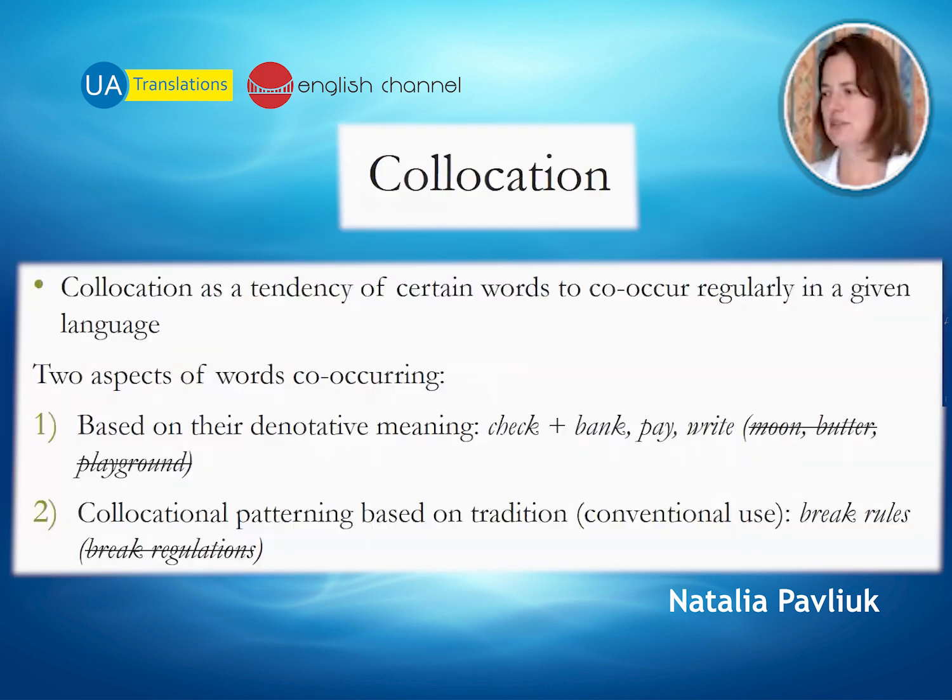What is a collocation? It's also called combinability of words, and it is actually a tendency of certain words to co-occur regularly in a given language. So one and the same word can occur with a certain number of words in a language, and these rules are both fixed and not fixed. And we'll see how the violation and breaking of these rules work for creativity and development of the language.